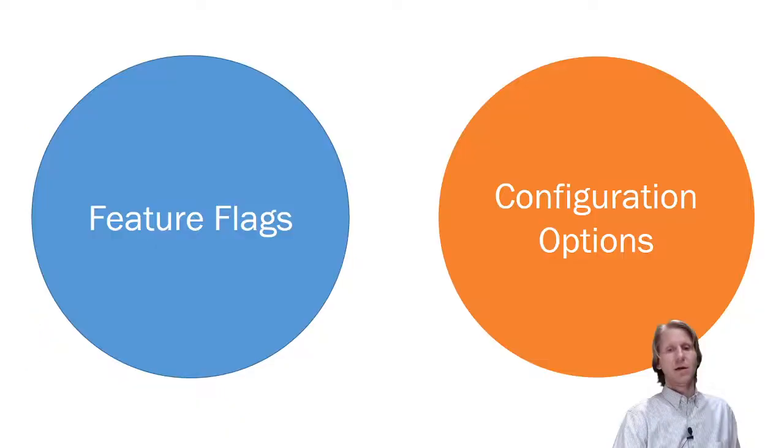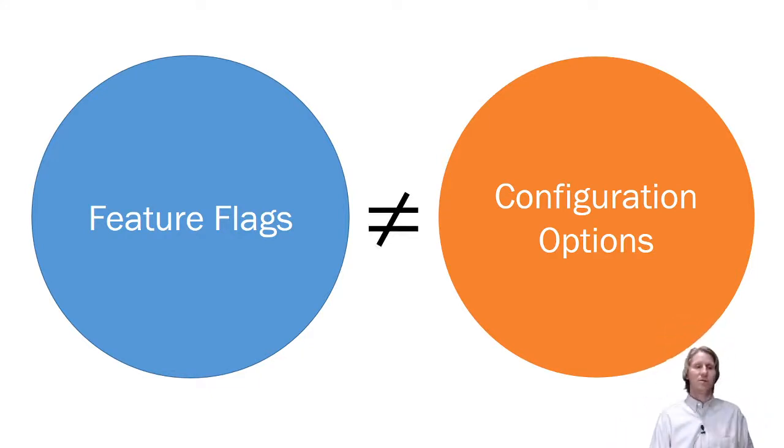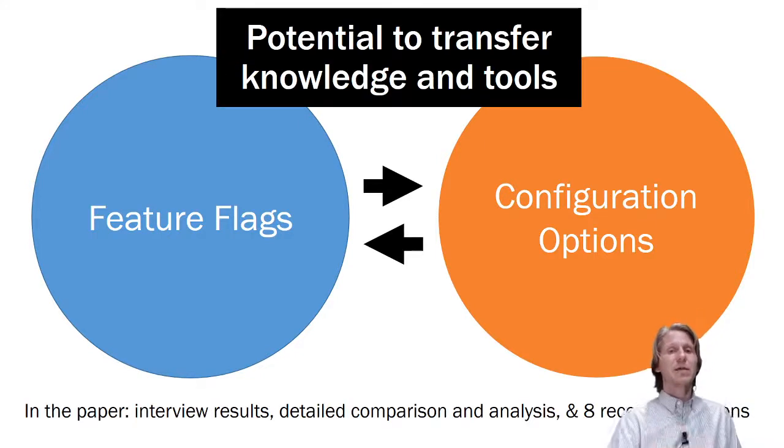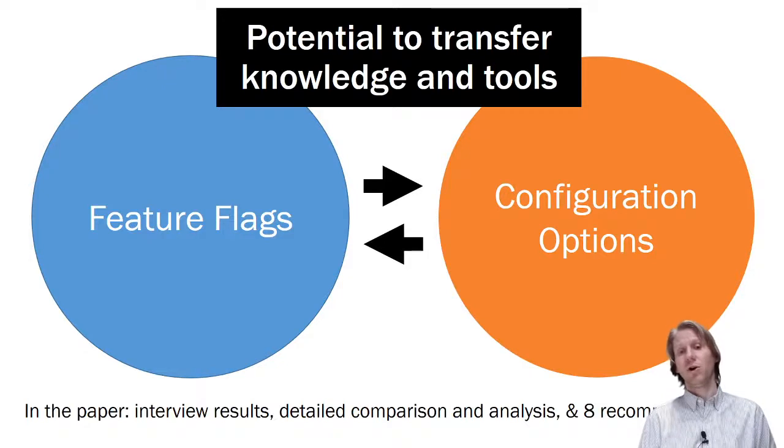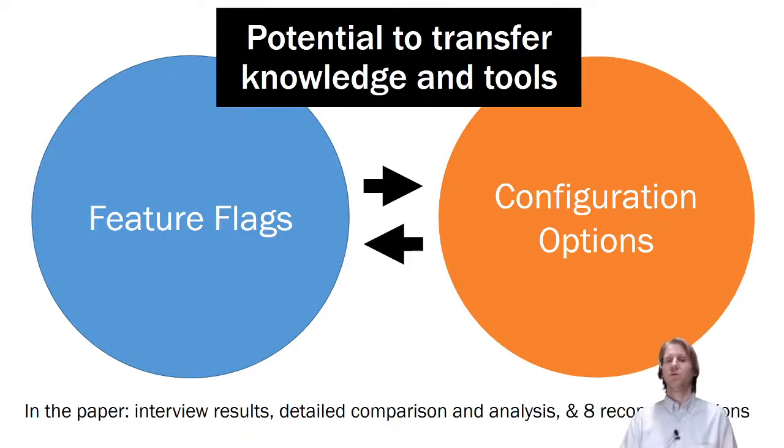So in general, we looked at feature flags and configuration options, and we found that they're clearly not the same. There are clearly distinguishing differences, and we should not just equate them and use the same tools for both of them. But I think there's also a lot of potential for transfer of knowledge and tools between these two communities. We're not saying that you should just adopt the configuration option tools or the feature flag tools for everything, but there are clearly differences and commonalities here and opportunities for sharing. And you find more examples of this in the paper together with interview results and 8 of our recommendations. Thanks.